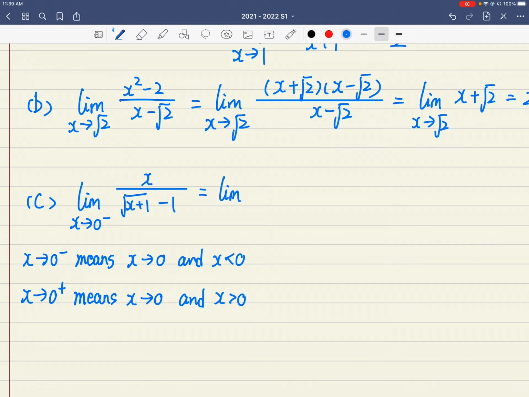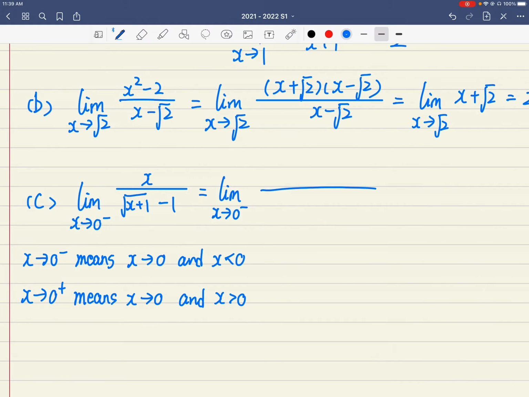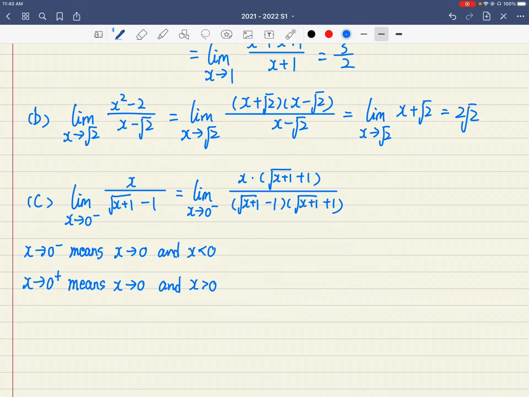We use rationalization. Because the bottom is a square root minus something, we can multiply by the square root plus something. Then it will rationalize the bottom. So in the bottom it's square root minus 1, so we multiply by square root plus 1. And on the top we do the same thing, multiply by square root plus 1.